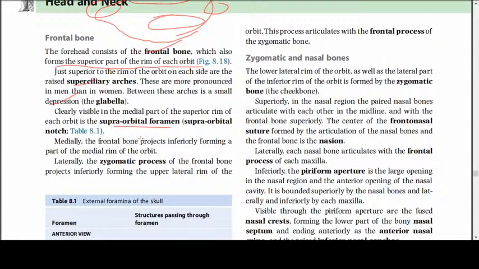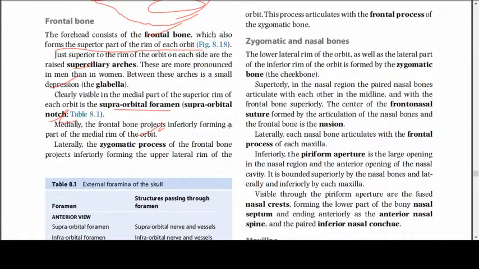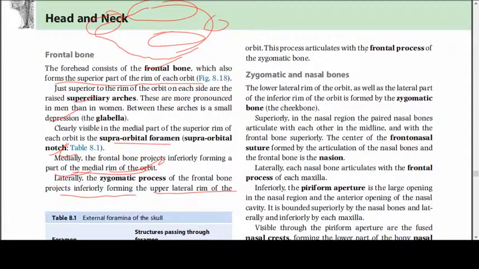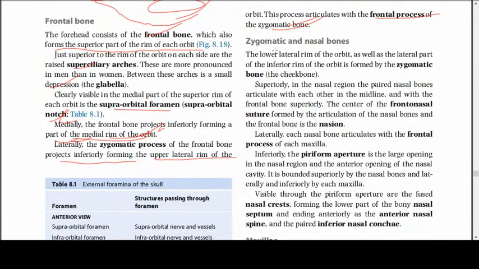Medially, the frontal bone projects inferiorly, forming a part of the medial rim of the orbit. Laterally, the zygomatic process of the frontal bone projects inferiorly, forming the upper lateral rim of the orbit. This process articulates with the frontal process of the zygomatic bone.